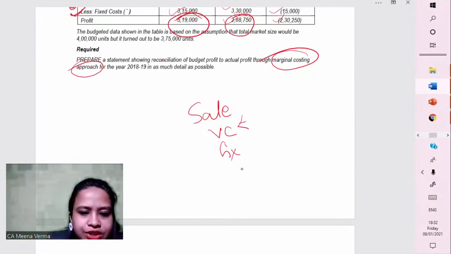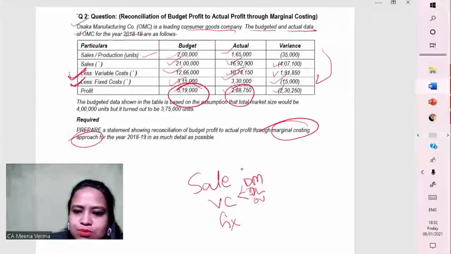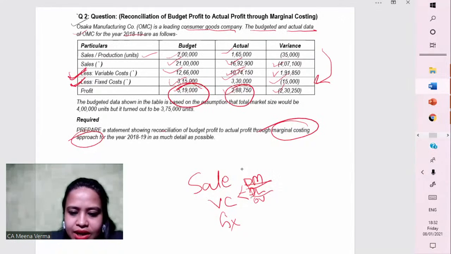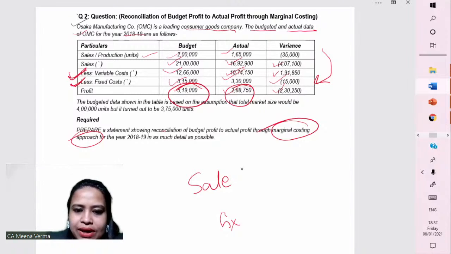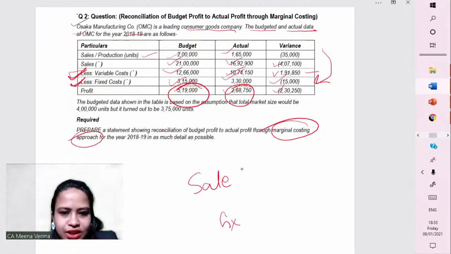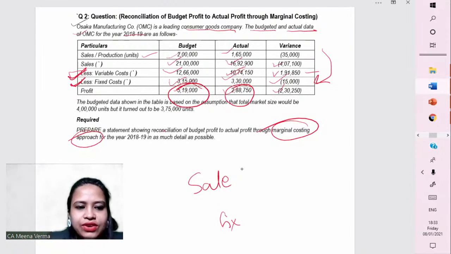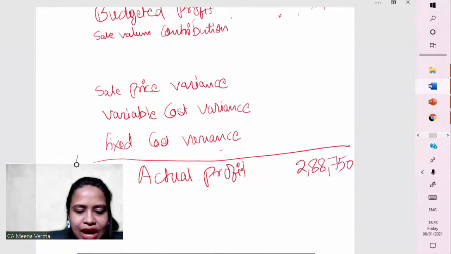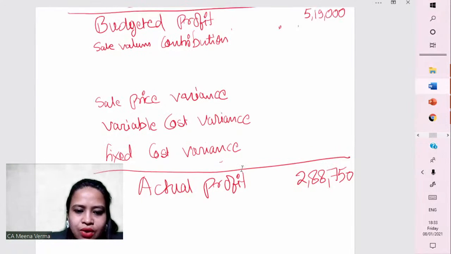Variable cost is not further divided into direct material, direct labor, and other variable cost. In some questions this cost may be broken down that way, with direct material cost given separately, direct labor cost separately, and other variable cost. In that question, the solution will be lengthy. But in this question, we are given the combined variable cost, which includes everything, direct material, direct labor. Then we have fixed cost. So we will have to calculate the fixed cost variance and the variable cost variance.